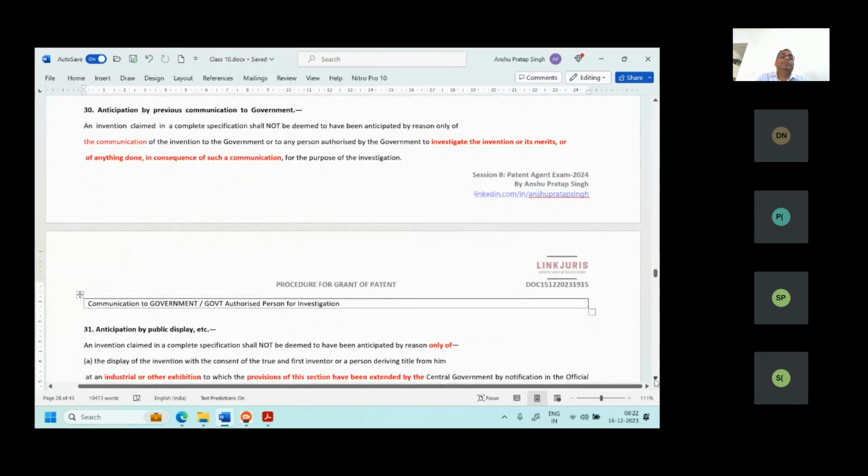Now comes anticipation. If you have already communicated to the government or a government-authorized person for investigation of the merits of the invention, then that communication is also protected from being cited as a publication or communication which can take away your novelty.